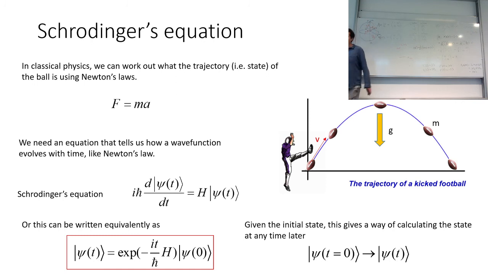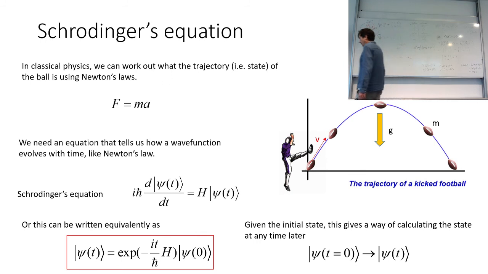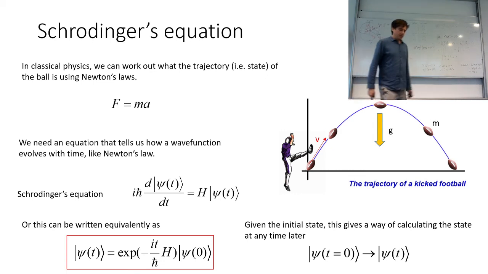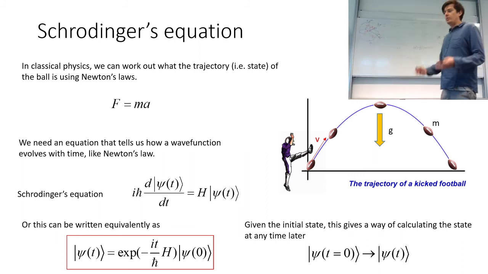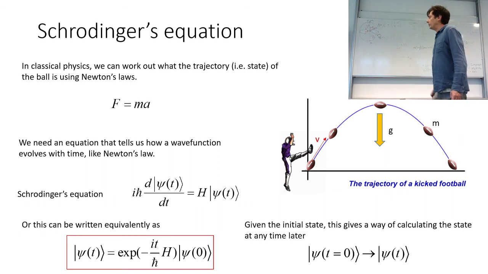It's a different concept. It's actually more like an energy type concept. You might be familiar that you can work out some of these things from an energy perspective. So it's a little bit more similar to that, but even then it's not totally the same. But in terms of the role it plays, Schrodinger's equation, which I've just written there, is the central equation of quantum mechanics. And in principle, you can work out how things evolve in time just by solving the Schrodinger equation.